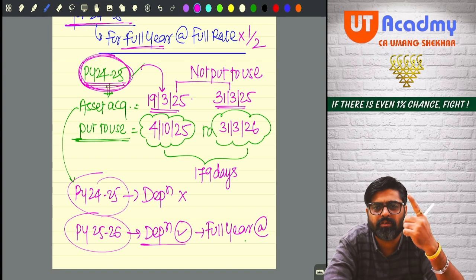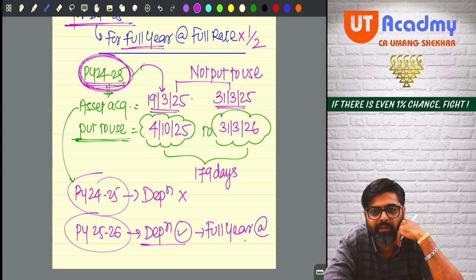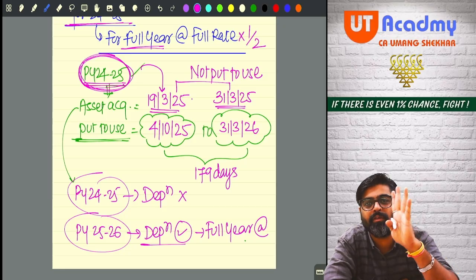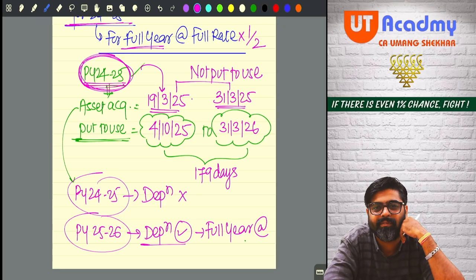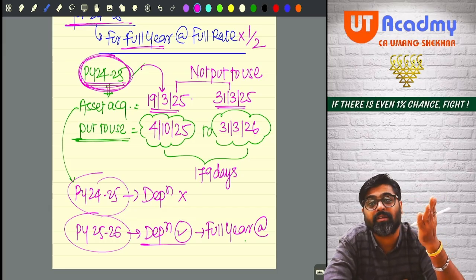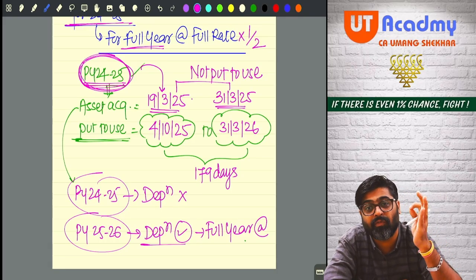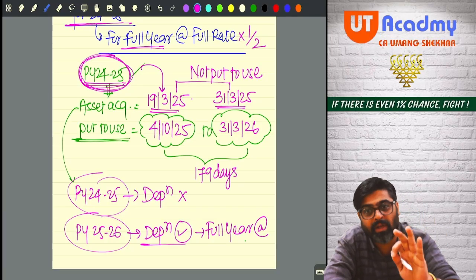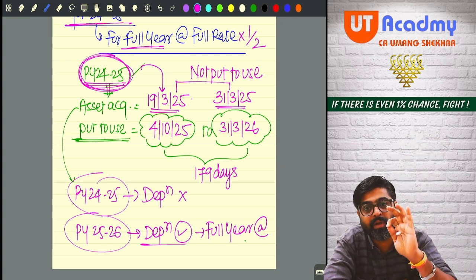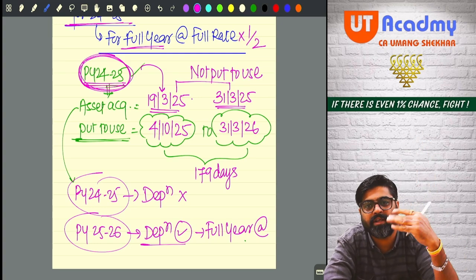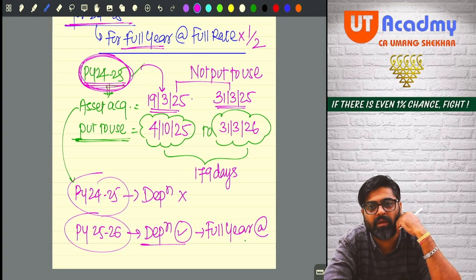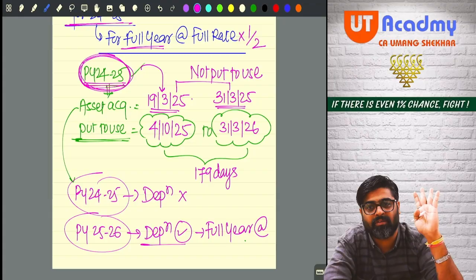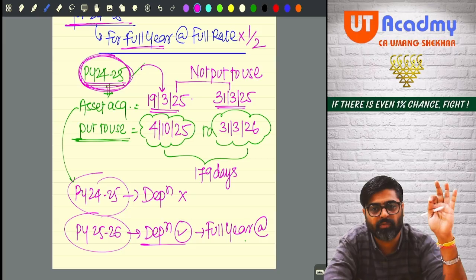Is 25-26 the first year? The year in which the asset is acquired? They will deliberately do this thing with you. The year in which the asset is acquired, the first year, if in that year the asset is put to use for less than 180 days, only then that exception will be applicable. Only then the rate will be half. If in the first year the asset is not used, no depreciation at all. And in all the other cases, the rate of depreciation will always be taken as full.